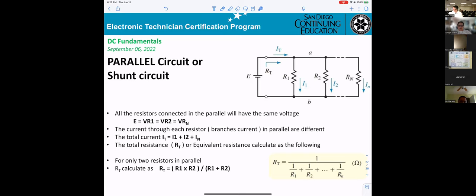Okay. Now, the voltage VR1 here, the voltage VR2 across R2 here, and VRN here, and the total voltage here. So basically, they're telling you the voltage across each resistor in parallel will be the same. You can see that VE right here, and that will be VE also. That will be VE. That E. Okay. Parallel resistors get the same voltage across each resistor.